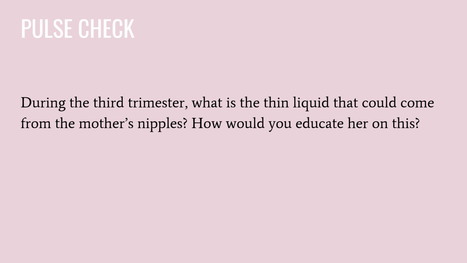Checkpoint. During the third trimester, what is the thin liquid that comes from the mother's nipples? How would you educate her on this? So this is called colostrum. It's a creamy yellowish breast fluid, and it can typically be expressed or leak from the breast during the third trimester. Not all the time though. This provides great nourishment to the newborn during the first few days of life before that transitions into breast milk. It's more of a whiter color, not the colostrum that's a yellow color.